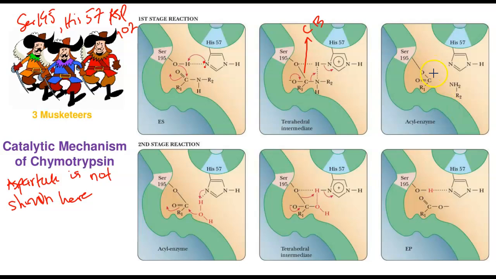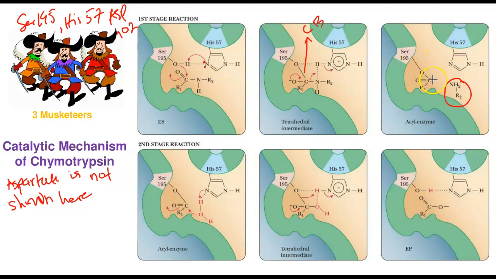As that happens again, look at what happens. As it's taking away this hydrogen, it breaks this bond and releases the amino terminal. So this is the amino terminal end of that peptide being broken down. And what do you see happening here? You now see that the enzyme is still attached. This is now what we call the acyl enzyme intermediate.